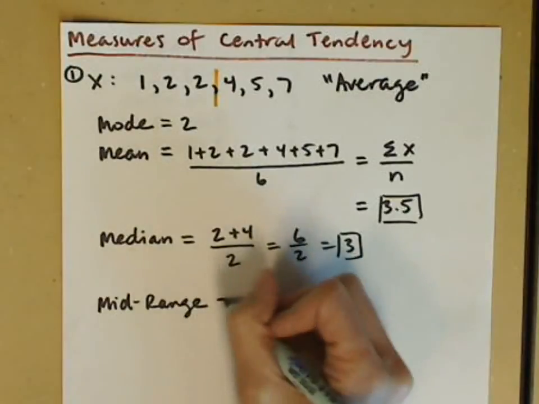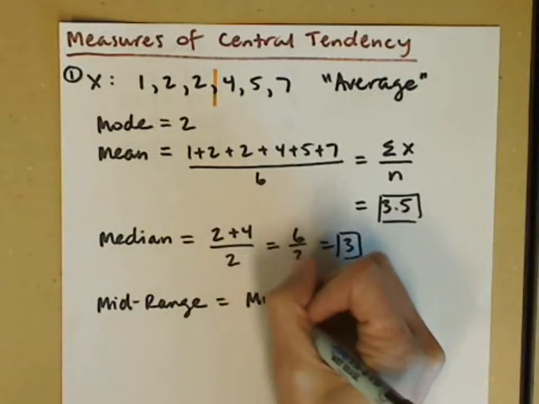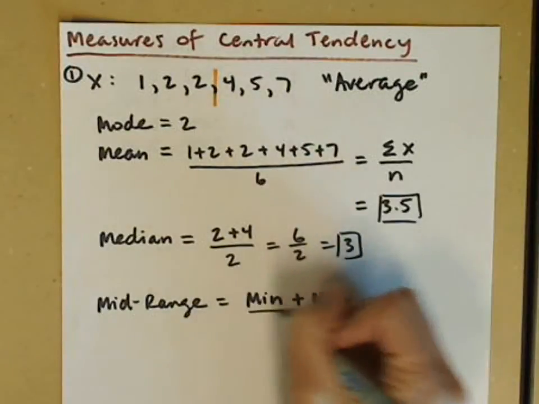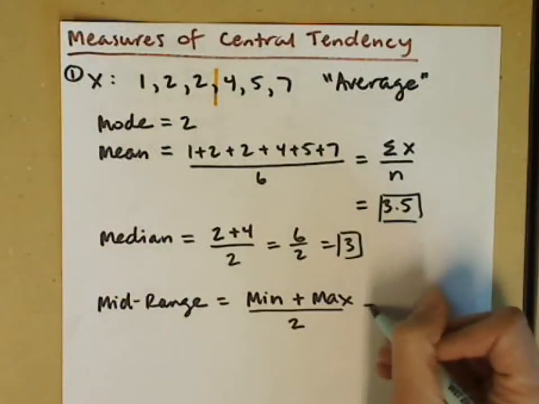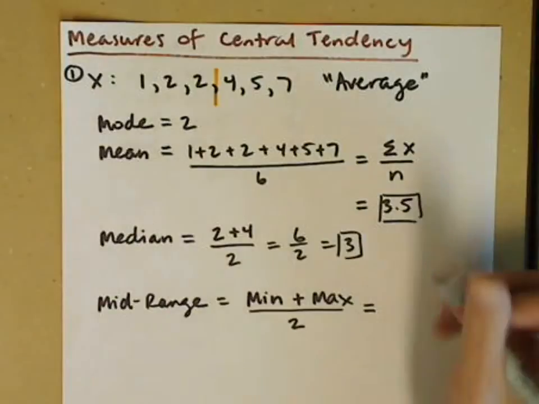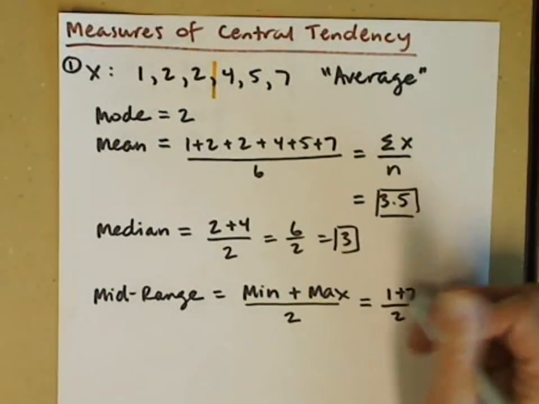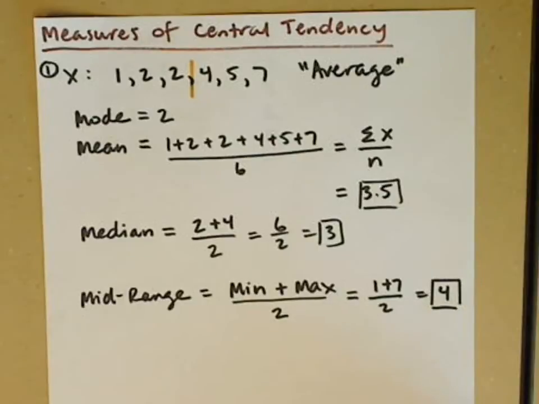The mid-range takes the minimum number plus the maximum number and divides it by 2. So it's really a mean of the minimum and the maximum numbers. So I'm looking for that middlemost number if I didn't know what all the numbers in between were. So 1 plus 7 divided by 2. So 1 plus 7 is 8 divided by 2, and my mid-range is 4.